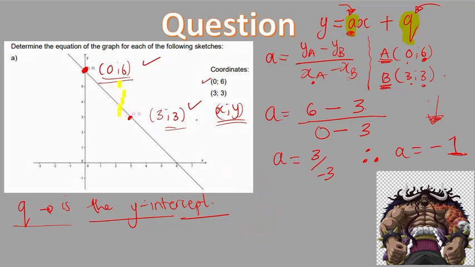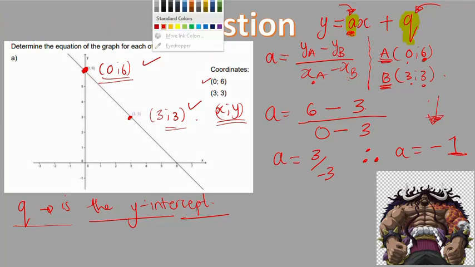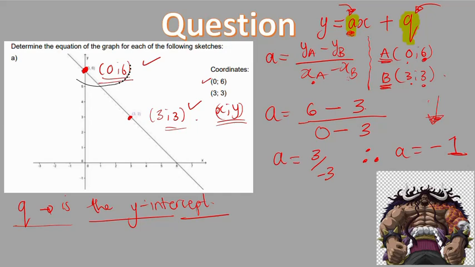What is your y-intercept? You go to the graph here. You look at this point. Let me use a black color here. This point here is your y-intercept. This coordinate, your y value at this y-intercept, it's your Q value, right?